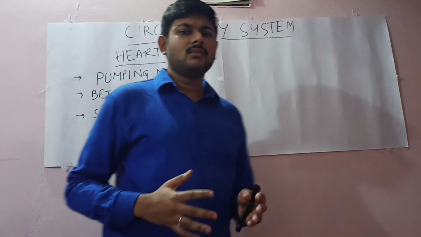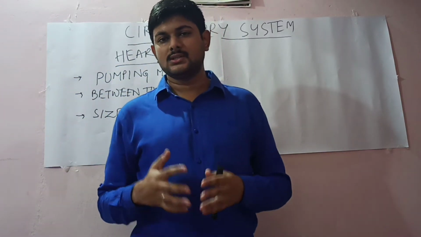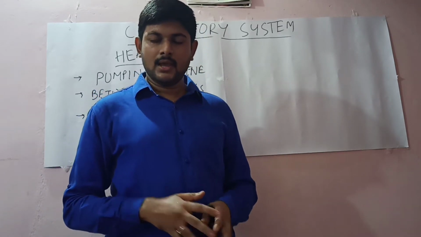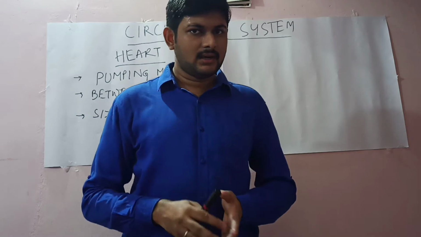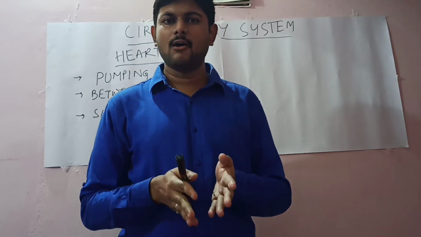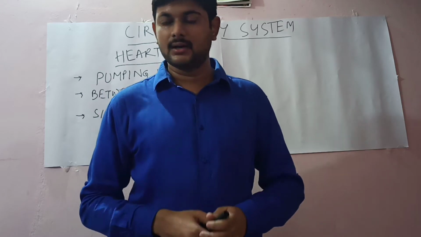Now we have studied a lot about the heart. Now the question is how the blood is circulated through the heart. Okay? You have studied in your previous class that the deoxygenated blood is carried by veins and oxygenated blood is carried by arteries. Let me show you a figure.